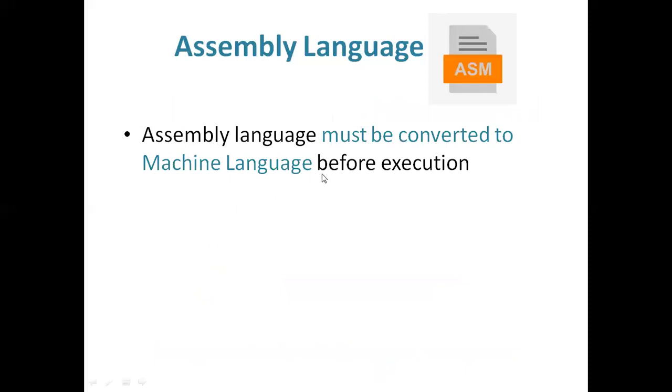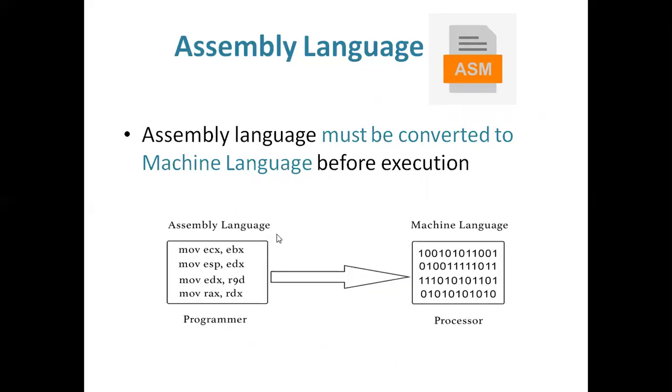Assembly language must be converted to the machine language before execution. Computer understands only machine language. Although we are writing the code in assembly language for our own ease and facility, still the computer will not be able to understand it. So therefore it must be converted into the machine language before execution. And this is an example: the code written in the assembly language by the programmer will be converted into the machine language for the processor to understand and then to execute, to act upon those instructions.